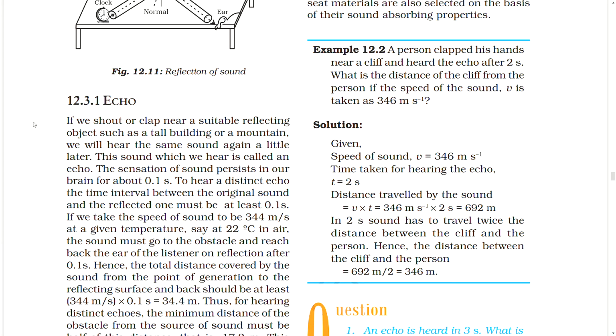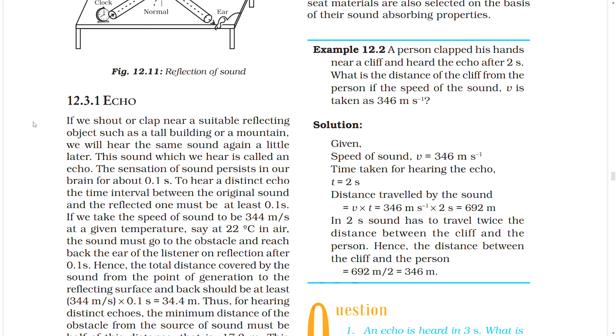Echo. If we shout or clap near a suitable reflecting object such as a tall building or a mountain, we will hear the same sound again a little later. The sound which we hear is called an echo. The sensation of sound persists in our brain for about 0.1 second. To hear a distinct echo, the time interval between the original sound and the reflected one must be at least 0.1 second.